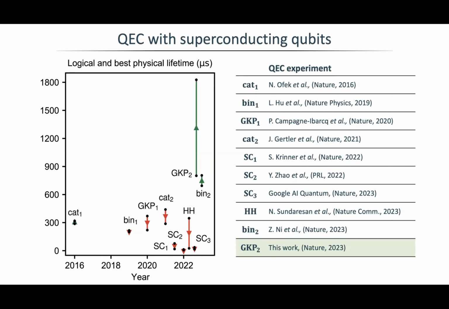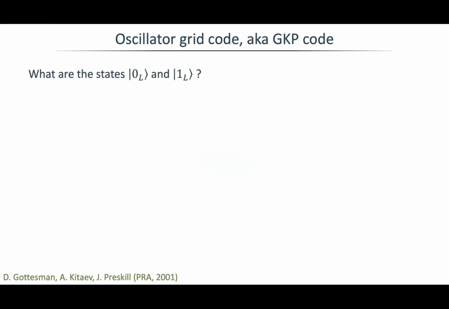And then the focus of today's talk is this result with the GKP code, where we showed that we can go a factor of 2.3 beyond break-even. And also at the same time as our work, there was a result from China that uses the binomial code. So that's an overview of the main results. And now let's go into the details of how we did that.